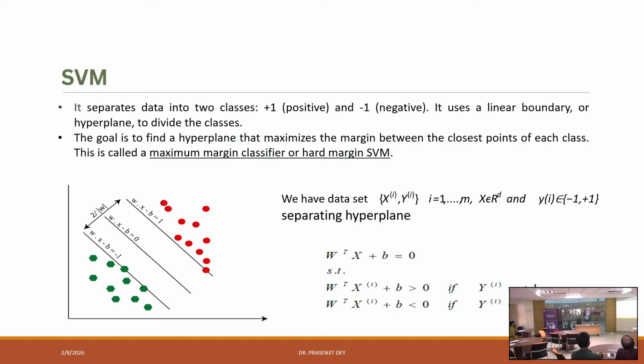So y is a particular discrete label, 0 and 1, and in that case I need to get what? I need to make a separating decision boundary. That means mathematically write w transpose x plus b equal to 0, such that for any x, if it is positive, it will be labeled as class 1. If it is negative, it will be labeled as class 0.